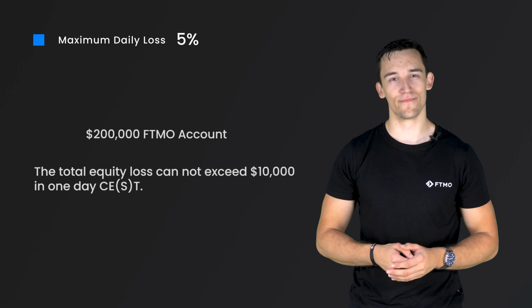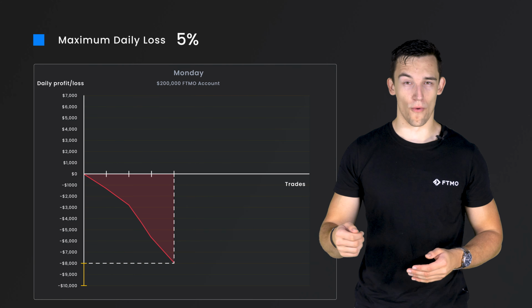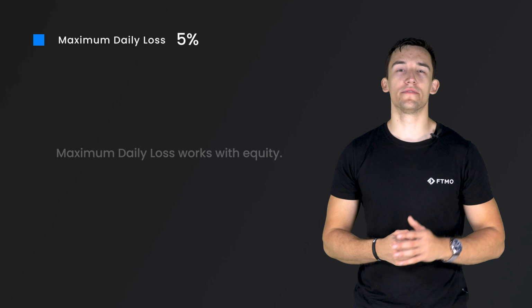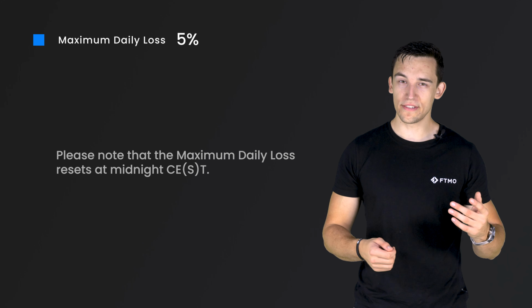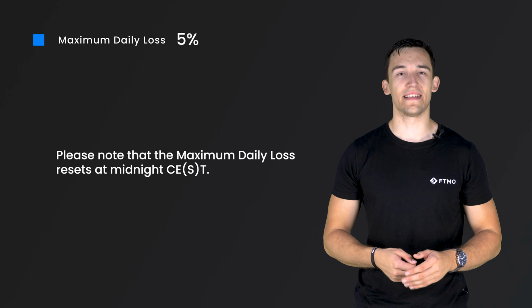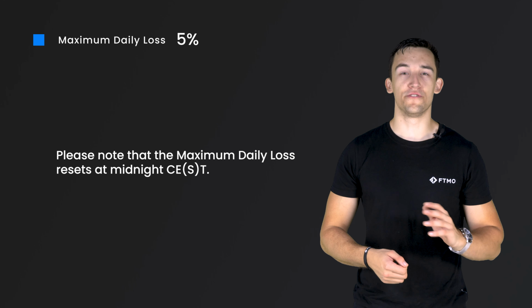That means if you had a losing streak and the total loss would result in minus $8,000 in one trading day, your permitted loss for the rest of the day would be $2,000 before exceeding the limit. Now, bear in mind that the maximum daily loss works with your equity, and therefore both floating losses and your closed positions are included in the calculation. Also, please note that the maximum daily loss resets at midnight Central European Time.